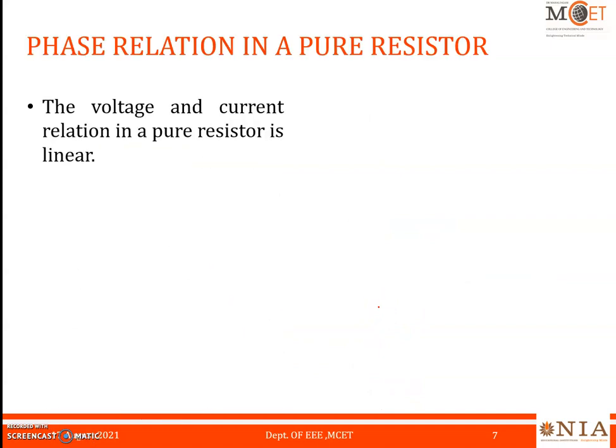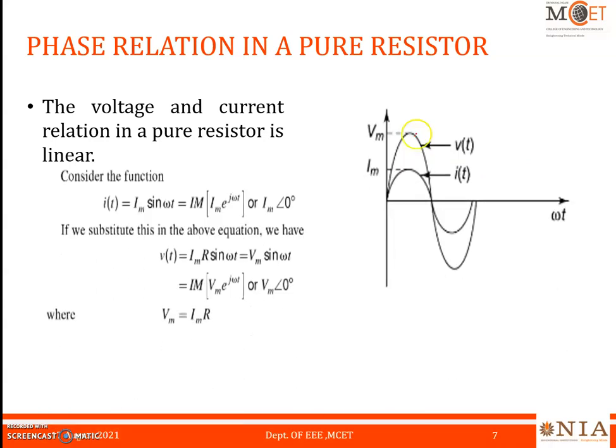So now next one we are going to see the phase relation in a pure resistor. When you're applying a sine voltage across a pure resistor, what is the relationship between voltage and current in a circuit that we are going to discuss? Just consider the circuit. It is nothing but a resistive circuit. That means you're applying a sine voltage across a resistor.